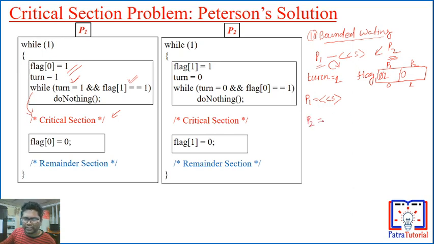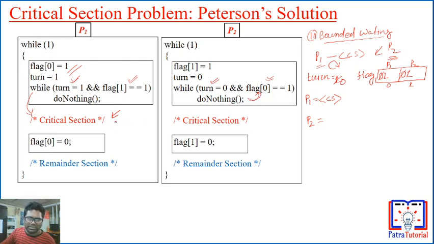P2 came here and will start executing simultaneously. P2 changes the value of flag of 1 to 1, and sets turn equal to 0. While turn is equal to 0 is satisfying, and flag of 0 is equal to 1, yes, because this is 1 only. So both conditions are satisfying, and P2 will keep rotating in the while loop until P1 changes the value of flag of 0 to 0. Since P1 is in the critical section, it cannot update this value, so P2 keeps rotating here.